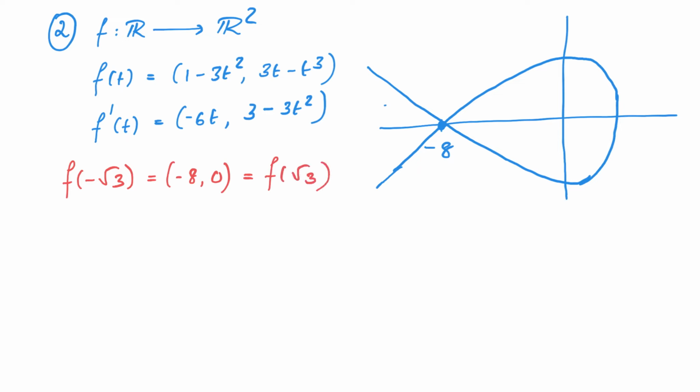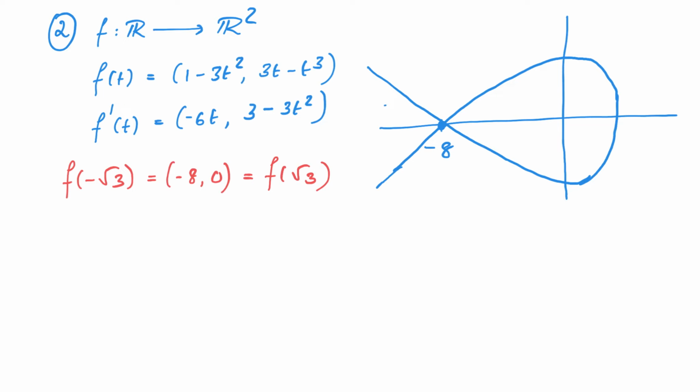Therefore, it may appear that it is difficult to define the tangent at the point (-8, 0) because it's not clear whether we should consider this line or this line. But recall that our interest was not in the image of the function, but rather the path traced by f(t) as t varies. As t varies, f(t) traces a path as follows.